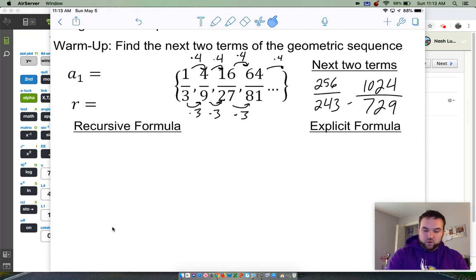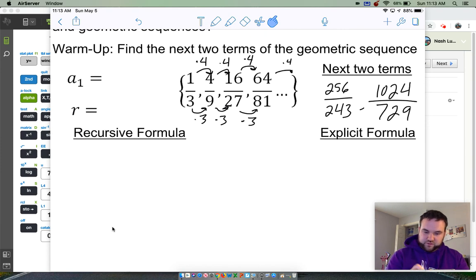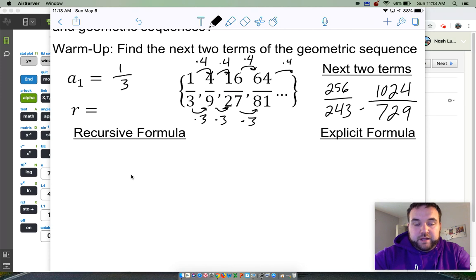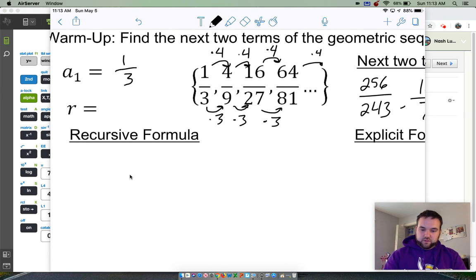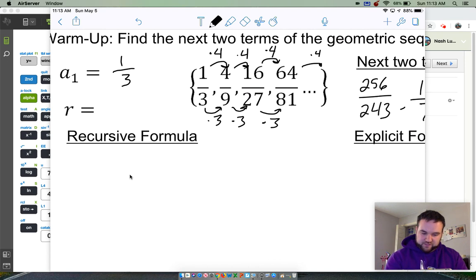We know a sub 1. Remember, a sub 1 just means what's the first term, and I see that's 1/3. But then the R value is what's the pattern? What am I multiplying by? Well, I'm multiplying by 4 on top and 3 on bottom. So the common ratio is simply going to be 4/3.